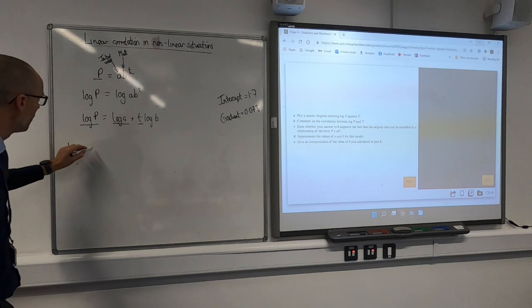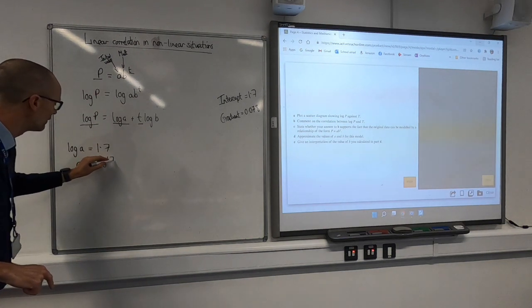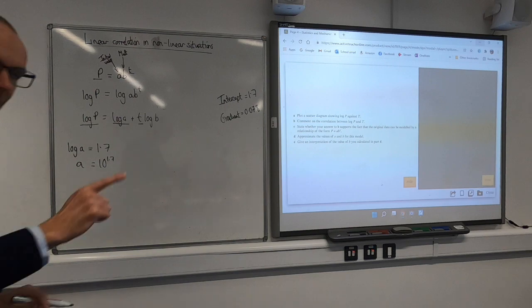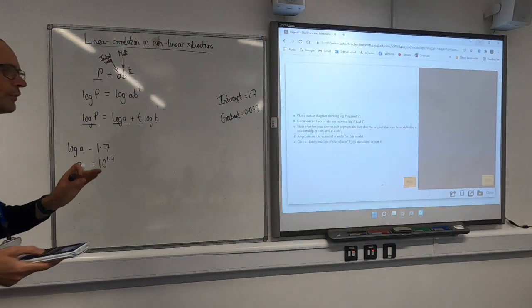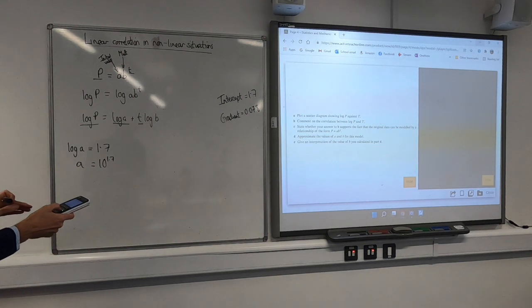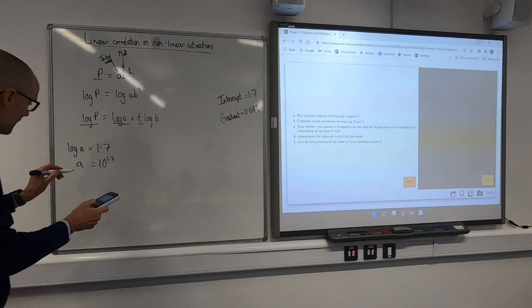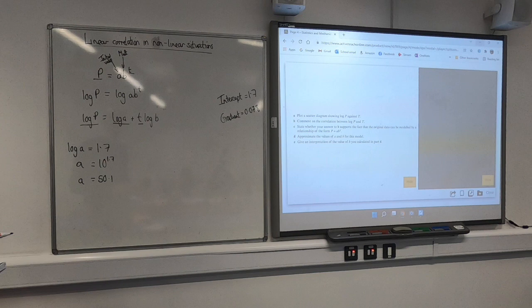I got 1.7. To unlog, you do 10 to the power of. So A is 10 to the power of 1.7. Log is log to the base 10, so I need to do 10 to the power of 1.7. That's going to give me my initial value, which in this case is the number of moles at the start. There's a 10 to the power of button above log. You don't have to use it, but if you do shift log, you can do 10 to the power of. So that's 50.1. There were 50 moles to start with.